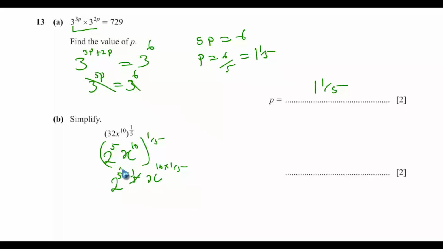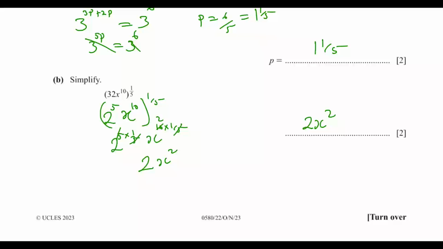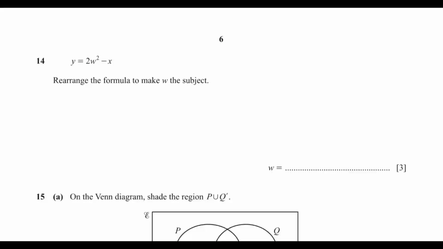So this will cancel this. We are left with 2 to the power of 1, which is 2. Then x to the power of 2, as 5 goes in 10 twice. So the final answer here is 2x to the power of 2. So let's go to the next question. So that will be question 14.